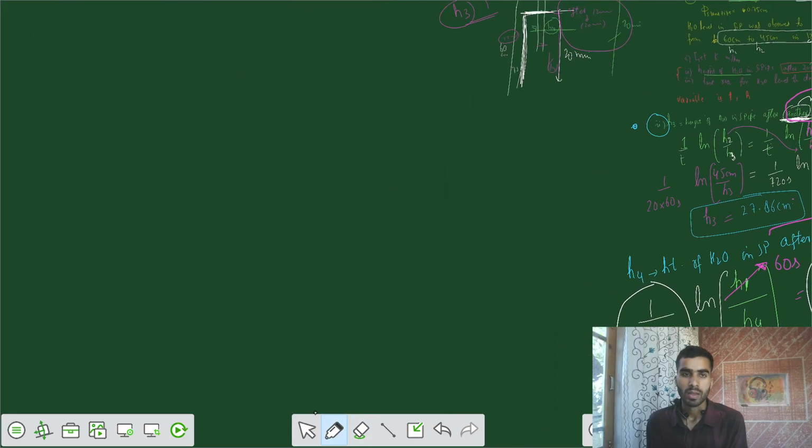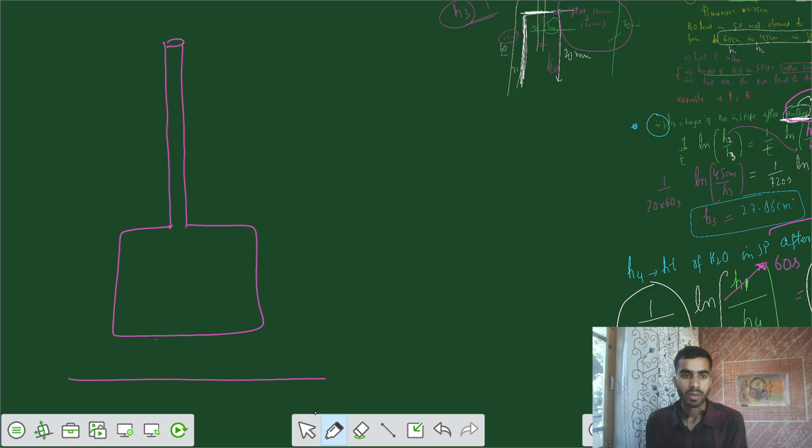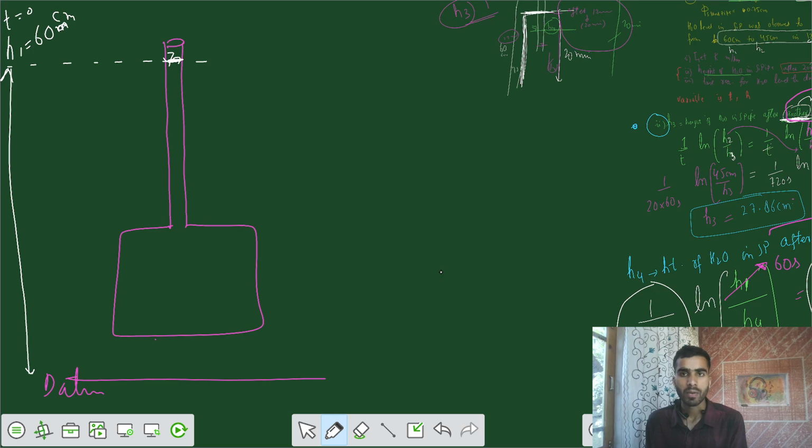Let's see that again. So this was your standpipe, and there was some assembly. This is your datum. Initially, from the datum, this was your initial level of the water in the standpipe. This was your h1. h1 equals 60 centimeters, and time t equals 0. And after a time interval of 12 minutes, the water level was somewhere here. So this was your height 45, at time equals 12 minutes.